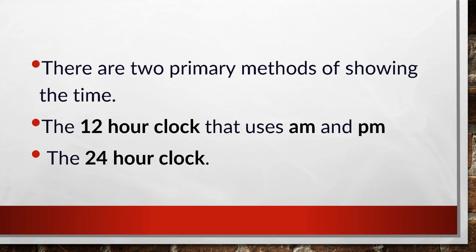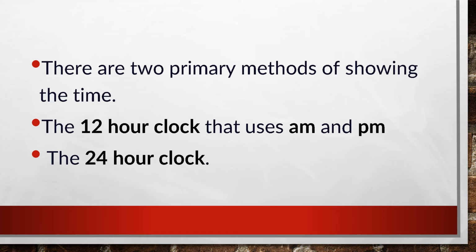Now, when we're talking about the time, there are two primary methods of showing the time. The first method, which is most commonly used, is the 12-hour clock, and that uses AM and PM to demarcate the time very clearly.